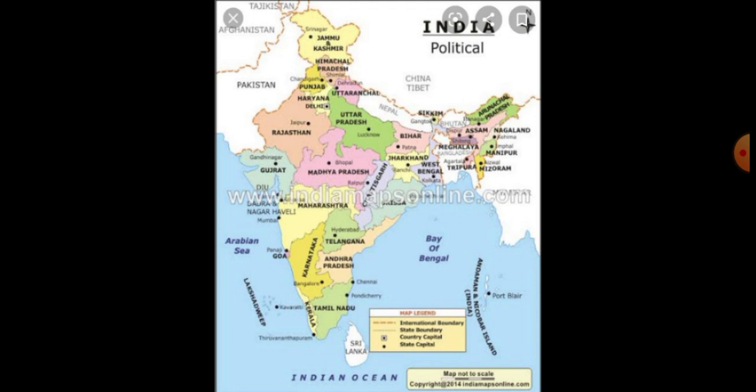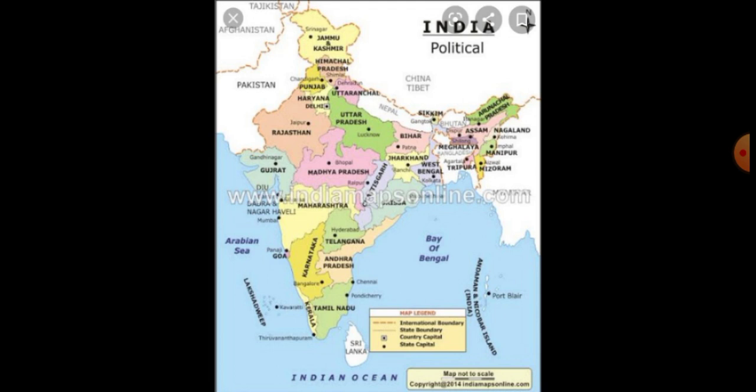The first one is Andaman and Nicobar. Second one is Chandigarh. Third one is Dadra and Nagar Haveli, Daman and Diu. Fourth one is Delhi. Fifth one is Jammu Kashmir. Sixth one is Lakshadweep. Seventh one is Ladakh. And the eighth one is Puducherry. I will repeat, students. What are the 8 union territories in India? Andaman and Nicobar, Chandigarh, Dadra and Nagar Haveli, Daman and Diu, Delhi, Jammu Kashmir, Lakshadweep, Ladakh, and Puducherry.